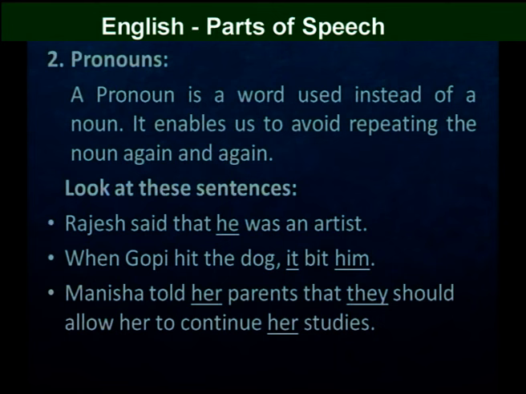Similarly, Manisha told her parents that they should allow her to continue her studies. They means Manisha's parents. Her studies. Who is she? Manisha. Instead of parents, we can mention they. They is a pronoun. Instead of Manisha, we have used her. She, her, like that. So, these words which we use instead of a noun are called pronouns.